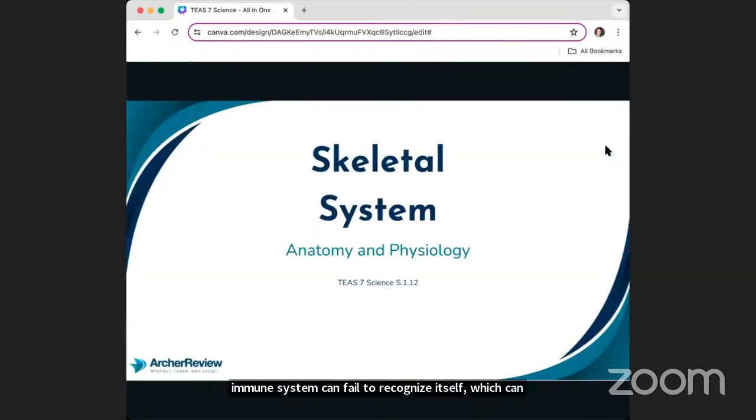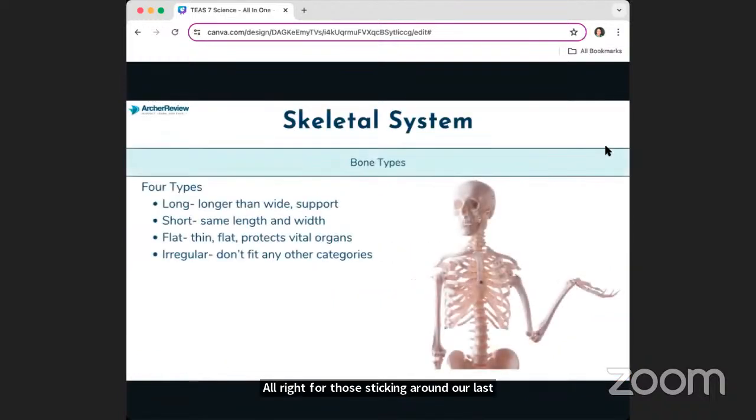All right, for those sticking around, our last topic is the skeletal system. So your skeletal system can be broken down into four main bone types. They are long bones, which are long because they're typically longer than wide, and they help to support. So think like your limbs, your arms and your legs, lots of long bones making up your limbs. You have short bones, which are typically the same length and width. You can find short bones in your wrist, for example.